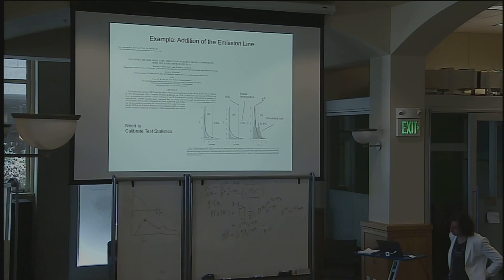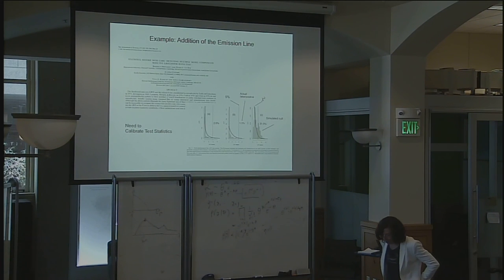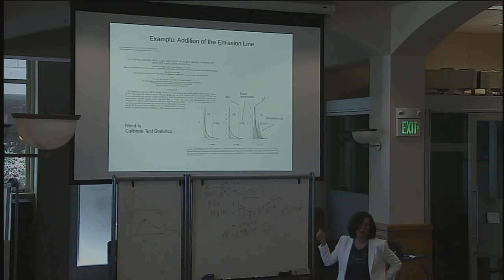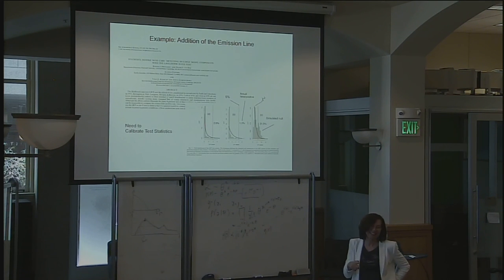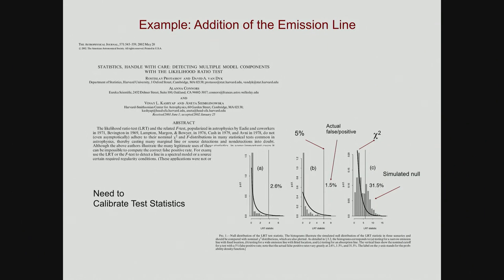All right. So I think I need to talk about this example because that's the test that Daniela asked me to talk about. This is an example of a hypothesis test or model selection test, where you observe an X-ray source and you ask whether there is an emission line in that source.